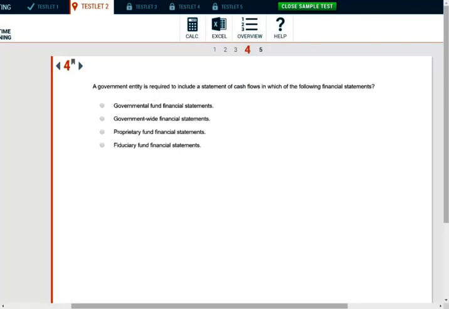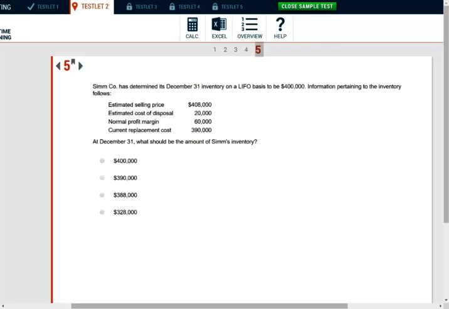Let's look at this question. A governmental entity is required to include a statement of cash flows in which of the following financial statements? This should take you literally 2 seconds. You have to memorize that the proprietary fund financial statements will have to have a cash flow statement. If you go to my website, I have all about the proprietary fund and how to prepare one. I also have lectures about bonds and everything that we covered. But the point is, this is a 5 seconds max question. If you get this question, you should be very happy.